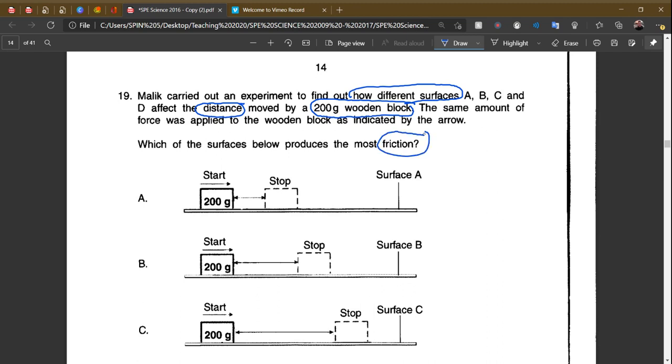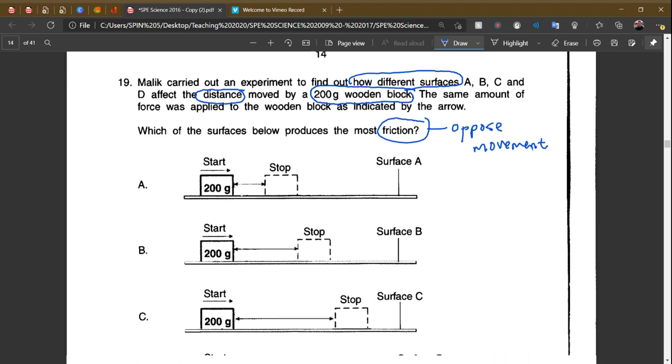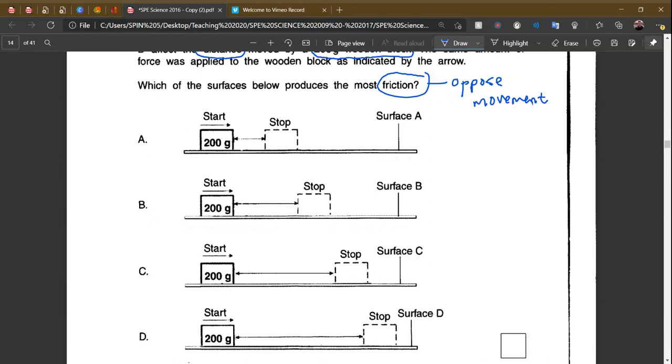Now, friction means a force that opposes movement, which means that if an object tries to move forward, friction will go against it and will slow it down. So the higher the friction, the less it can move. So if you look at A, B, C, and D, it's quite obvious that A has the most friction because it stopped here. You can see that it moved further as we go towards D. Therefore, the answer is A. Keep it simple. Don't overthink.